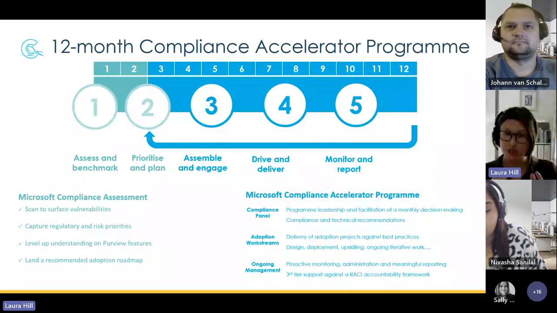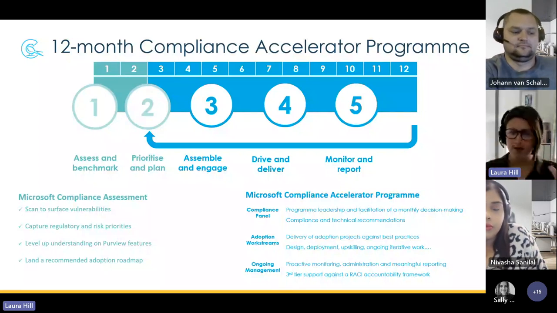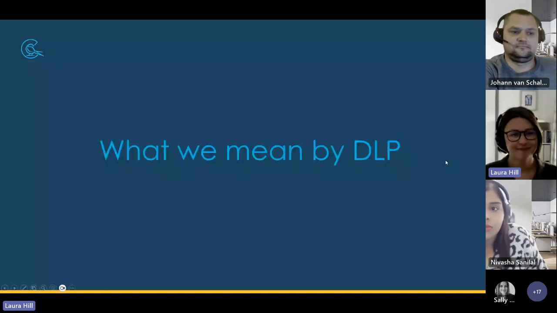So we're going to get stuck into this notion now of data loss prevention, and Navasha's going to help us get our heads around it as a concept, particularly from a compliance perspective, and then Johan's going to put us in the picture with regards to DLP as a Microsoft product set. Navasha, do you want to take it from here?